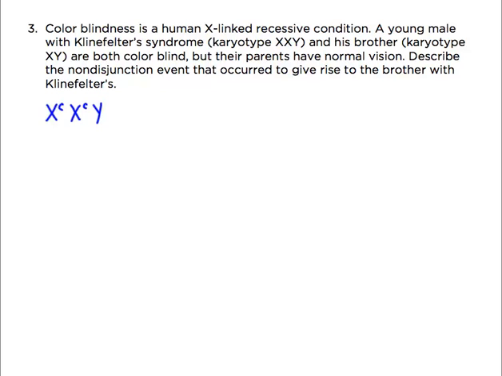So we know that the mother and the father both have normal vision. So for the father to have normal vision, he must have a completely normal X chromosome and a Y chromosome. Now the mother, although she has normal vision, she must be a carrier of the colorblind X chromosome, or else how would both sons get this colorblindness mutation? So we know that her karyotype must be X, normal X, XC, so she is a carrier.